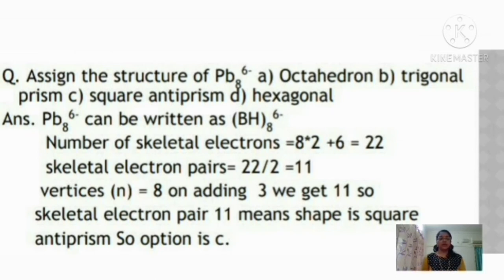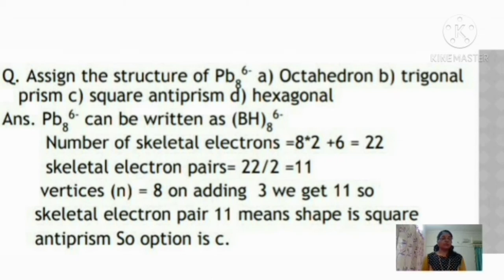Perfect: if n is equal to 10 and the skeletal electron pair obtained is 11, only at that time do we have the geometry that is bicapped square antiprism. Here n is equal to 8 only. So it should be 10 for the bicapped square antiprism to be the preferred geometry. With 8, we can't change the perfect geometry, the square antiprism, but we can remove the capping.